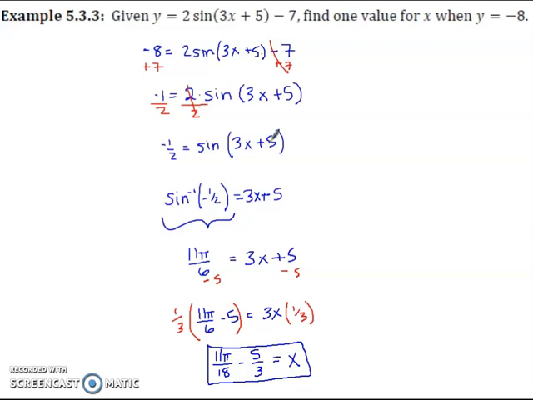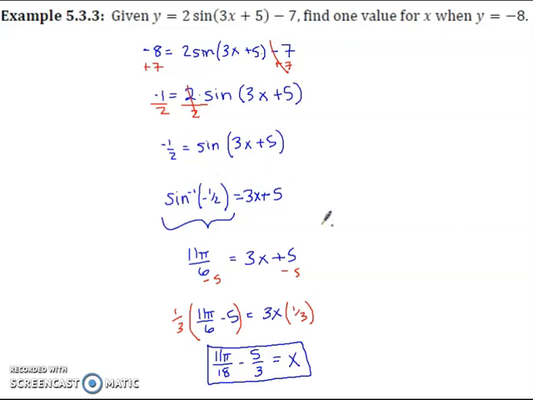The 3x plus 5 is the angle that gets me to that value of -1/2 on the unit circle. So since I have the ratio and I want to know what this angle is, or theta, I'm going to use inverse sine functions. So inverse sine of my ratio is equal to my angle, theta.